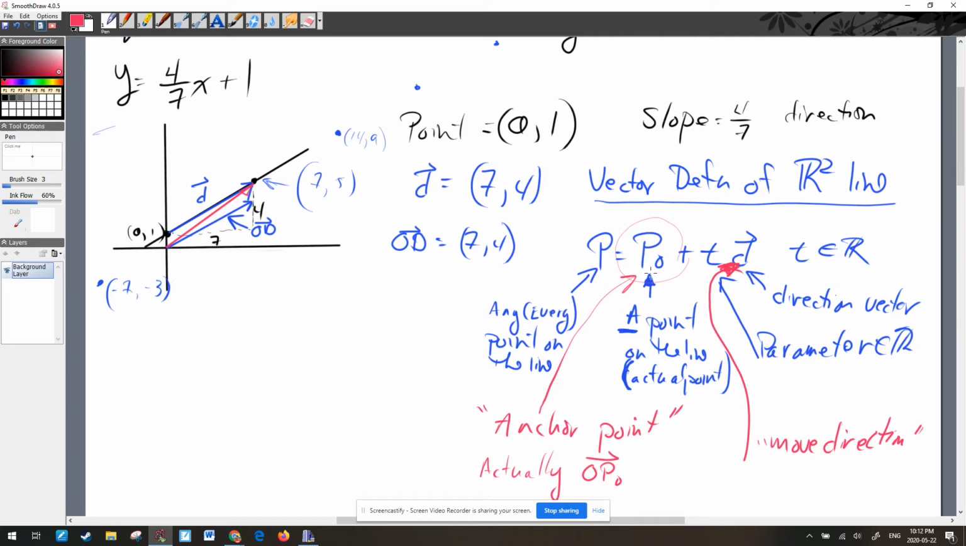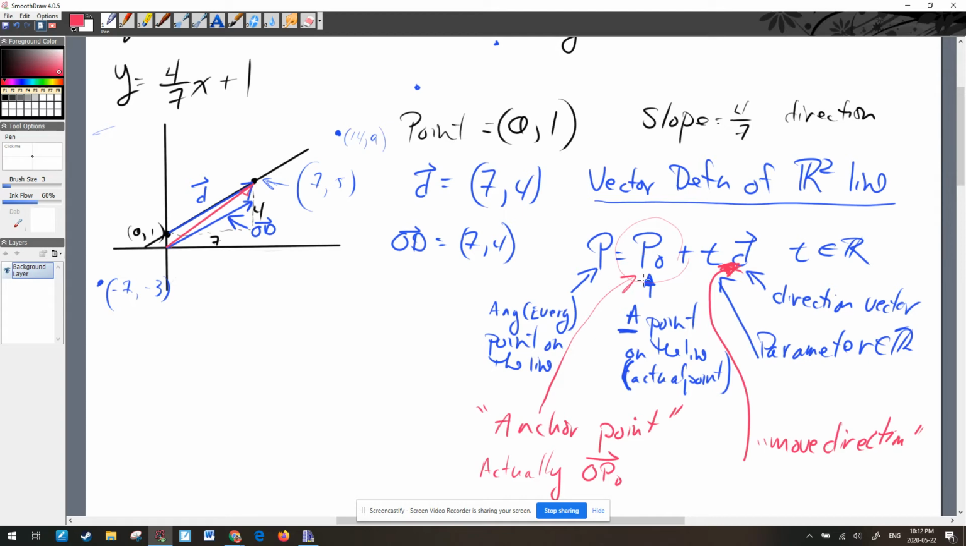Okay, so I'm going to define it like this, and I'm going to use that as a definition again in R3 as well. But know that when I say an anchor point, it really is the vector that takes us from the origin out to that point. So it's really OP naught, but I'm just going to reference it as P naught as the point that is on the line somewhere. Okay, so that's pretty cool.